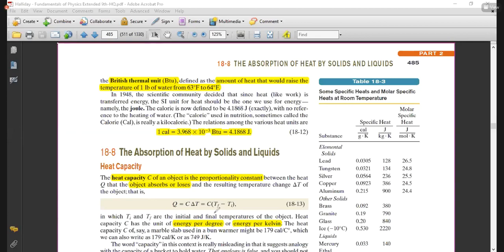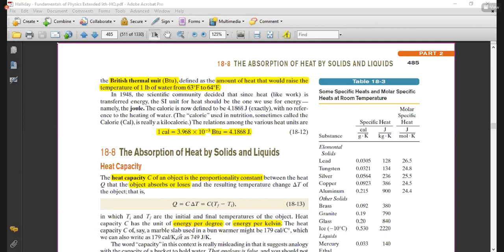The book has given an example of a slab: the heat capacity C of a marble slab used in a bun warmer might be 179 calorie per degree centigrade, which we can also write as 179 calorie per Kelvin or as 749 joule per Kelvin. Okay, so each and every material has its own heat capacity. One can absorb more, one can absorb less.